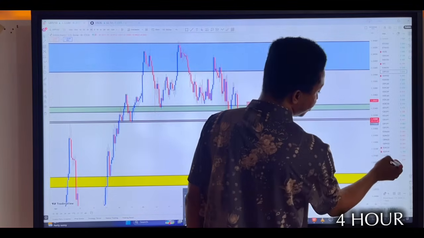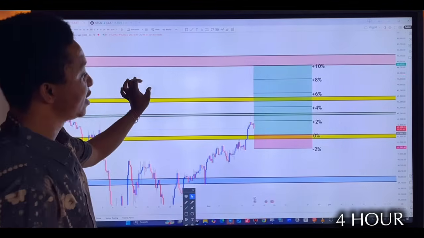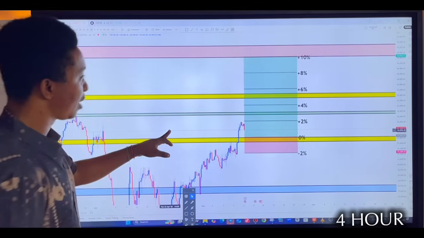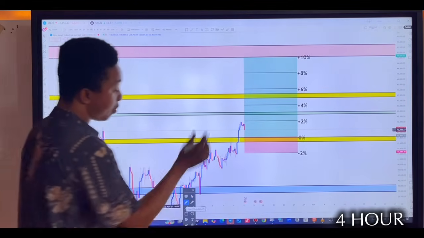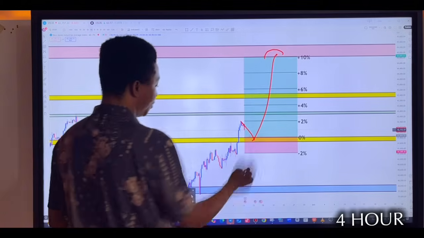Alright, so the next pair is going to be US30. So US30, what is also happening on this pair? Now US30, I'm also looking for a buying opportunity on this particular pair, and this is my setup on US30: retest, and then we buy all the way to the upside.